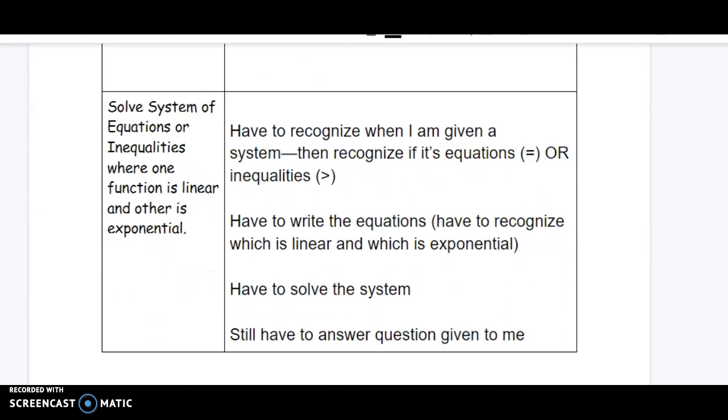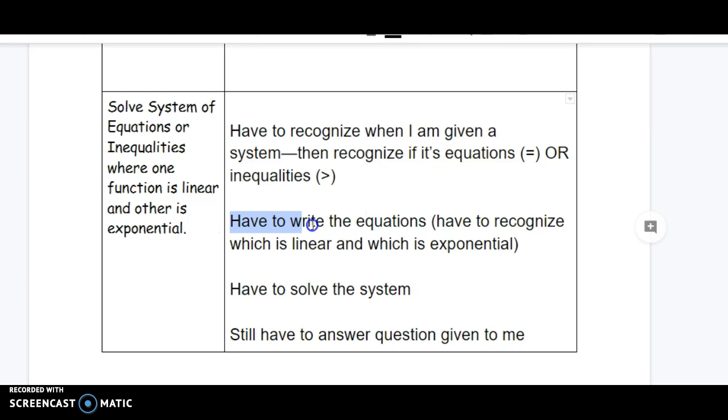Finally, solving a system of equations or inequalities where one function is linear and the other is exponential. So we talked about how there's lots of things going on here. When they give me a word problem, I have to know that it's a system if they're looking for me to find when two things are the same or when something is going to be greater than or less than something else. So they give me two different situations where I know I'm going to have to write two equations, and then they ask me where are they the same, that's a system of equations. If they ask me where one is greater than or less than, then I know that's a system of inequalities.